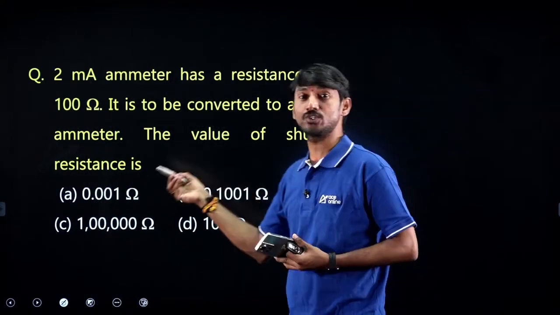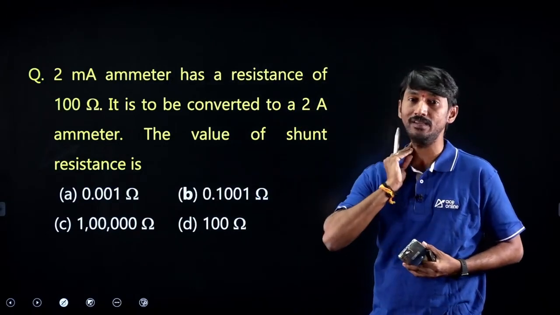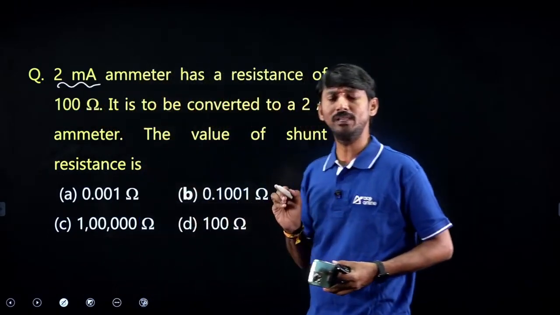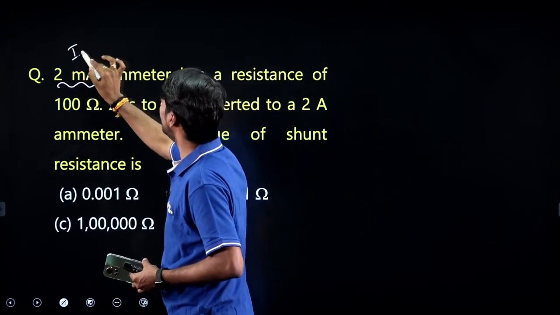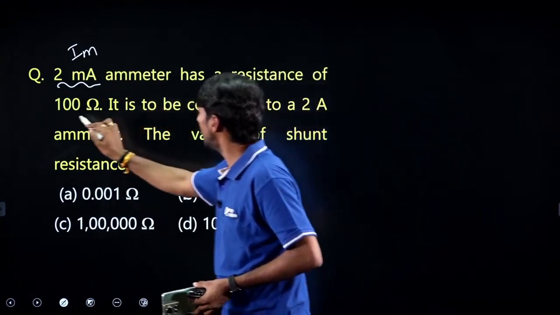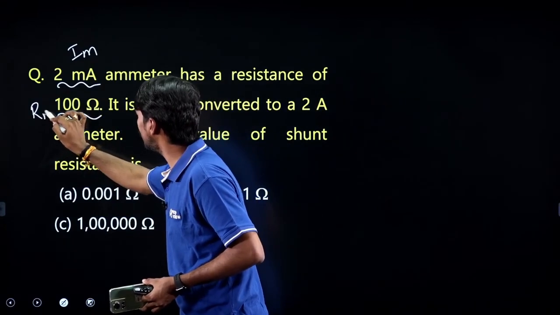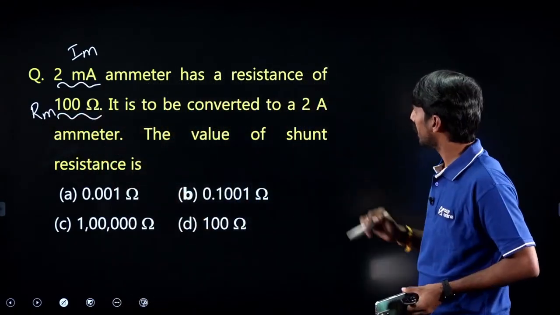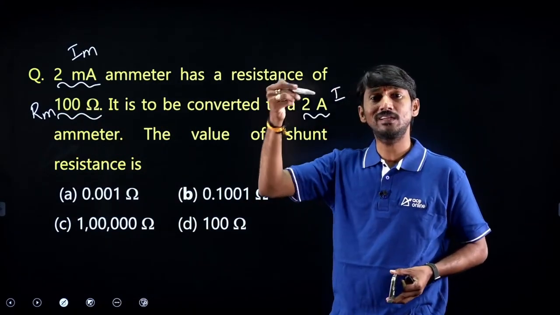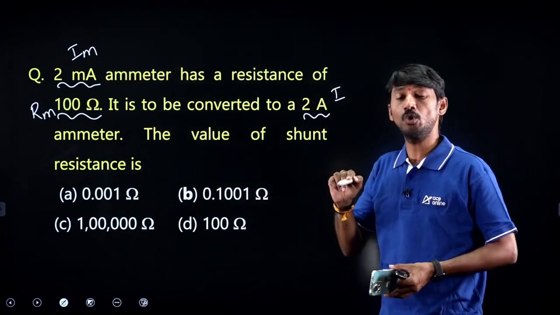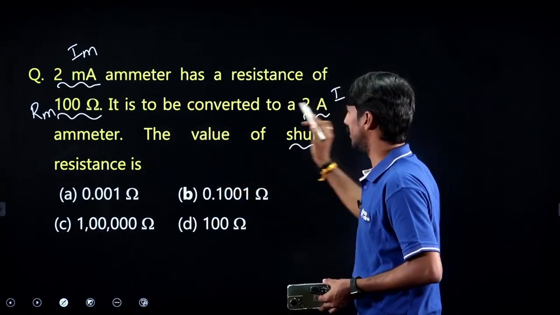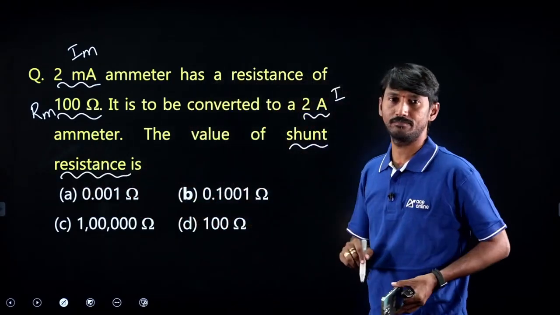Next, one more question. This is related to extension of range. In the syllabus, they have clearly mentioned range extension. A 2 milliampere ammeter, meaning the meter full scale current IM, has a resistance of 100 ohm, so this is the meter resistance RM. It is to be converted to 2 ampere. Simple logic: how much capacity are we having? 2 milliampere. Up to how much are we supposed to extend? 2 ampere. So how much shunt resistance is required?